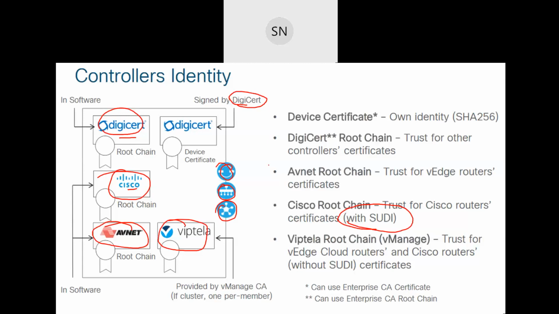The same process is applicable for vEdge Cloud, ISRv, or Cisco CSR 1000V routers as well, because they are not hardware devices. They don't have device certificates. Then the device certificates will be provided by the vManage itself.